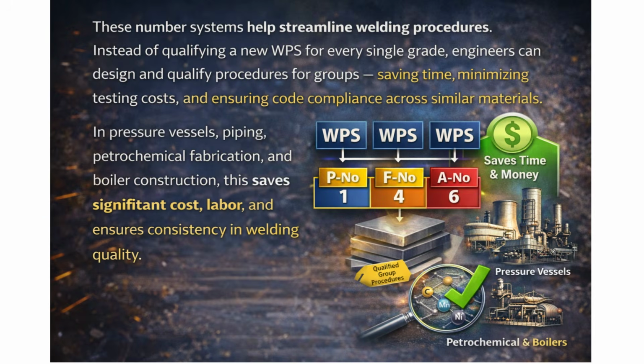These number systems help streamline welding procedures. Instead of qualifying a new WPS for every single grade, engineers can design and qualify procedures for groups, saving time, minimizing testing costs, and ensuring code compliance across similar materials. In pressure vessels, piping, petrochemical fabrication, and boiler construction, this saves significant cost and labor, and ensures consistency in welding quality.